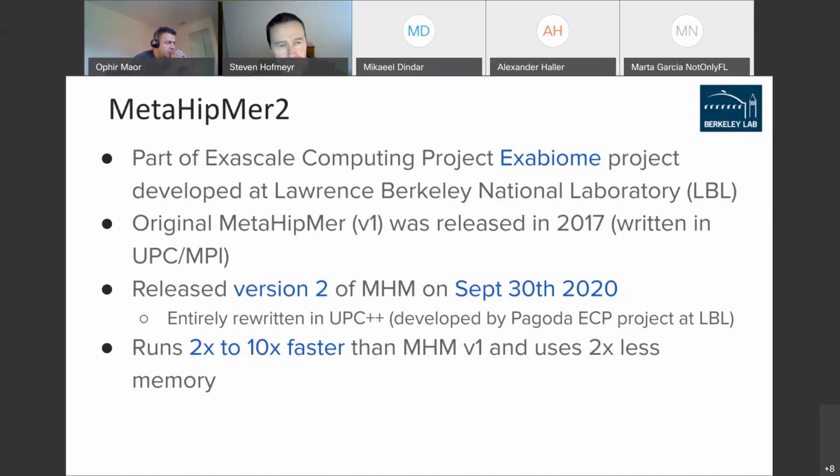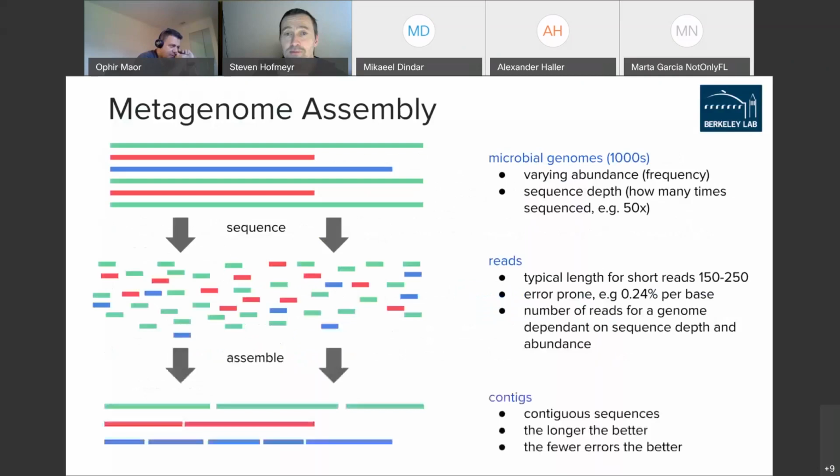The original MultiAssembly version 1 was released a number of years ago, and that was written in UPC, which you can kind of view as a precursor to UPC++ at MPI. And then we've recently released version 2, which is entirely rewritten in UPC++, which is developed by another ECP project also at LBL. The new version runs a lot faster and uses less memory than the old version, and this is thanks to some degree to UPC++. So I'm going to give you an overview of what this is all about.